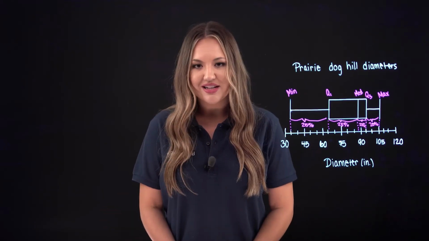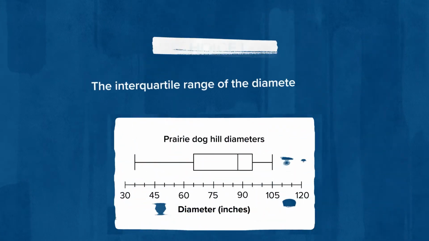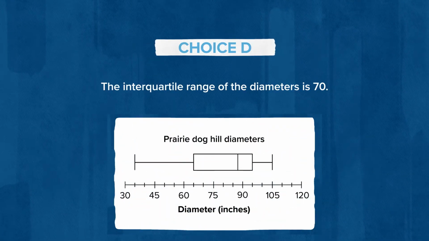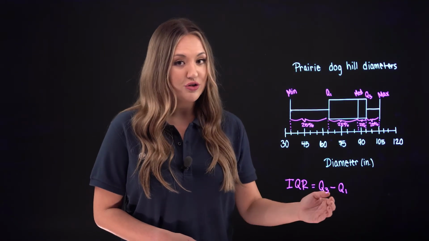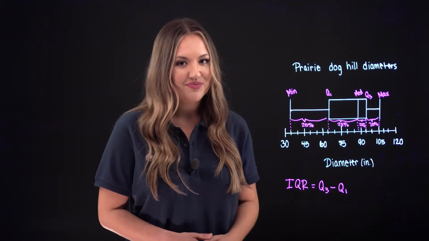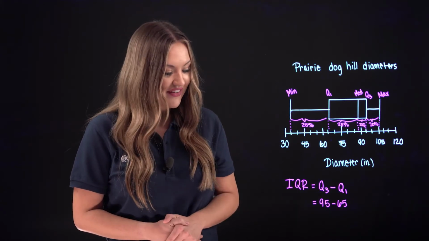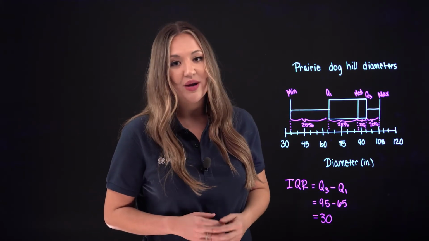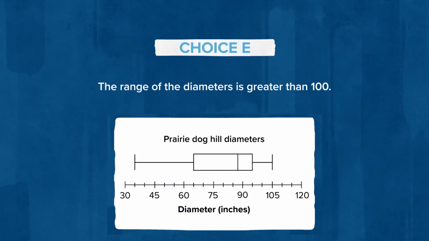So we found our right answer, but let's go ahead and look at why D and E are incorrect. Choice D says the interquartile range of the diameters is 70. The interquartile range is the third quartile minus the first quartile. In this case, quartile 3 is 95 and quartile 1 is 65, which means that the interquartile range is 30, which makes D incorrect.